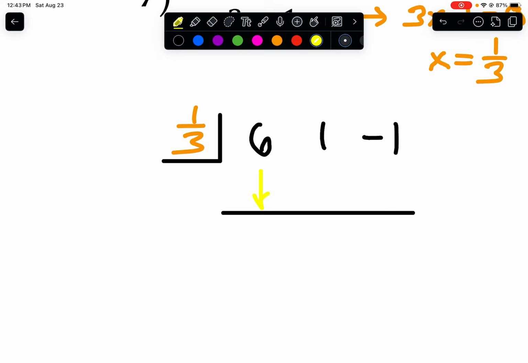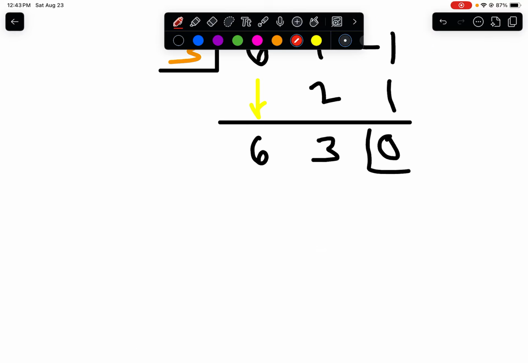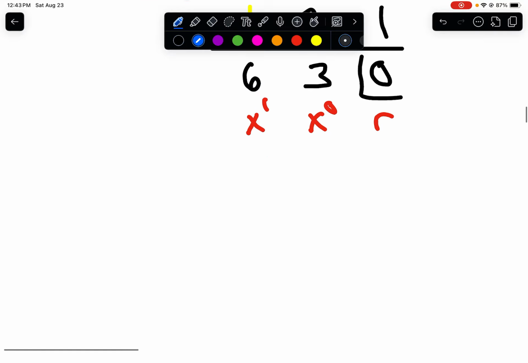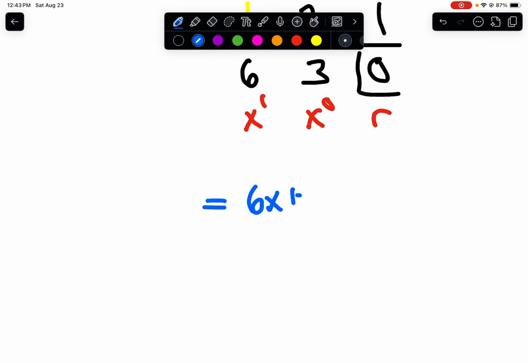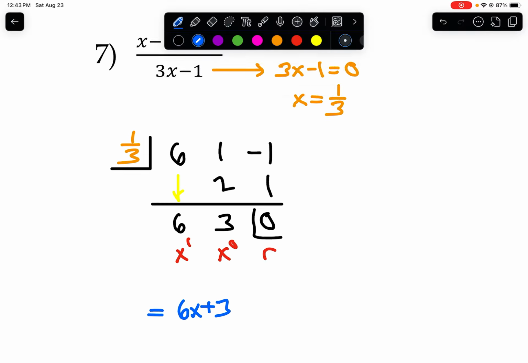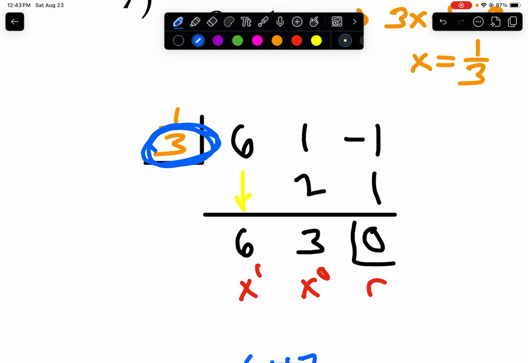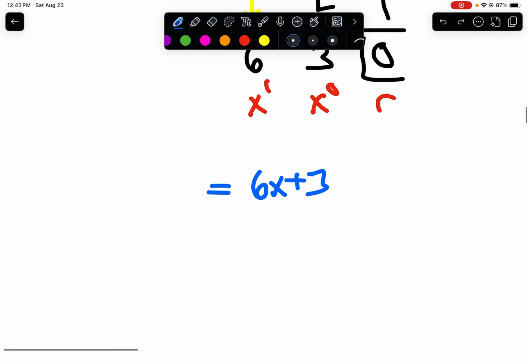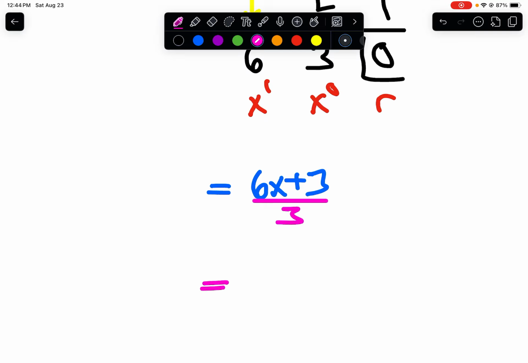So bring down your 6, and then multiply. So 6 times 1/3, you're going to multiply these values, which gives you 2. Then add, and you get 3. Multiply, you get 1. Add, and you get 0. So based on the setup, this would be remainder, constant, and then the first value, which is going to give me 6x plus 3. But because we have a fraction in synthetic, we're going to divide by whatever your denominator value is. So when I divide all this by 3, that actually means we're going to get a value of 2x plus 1.